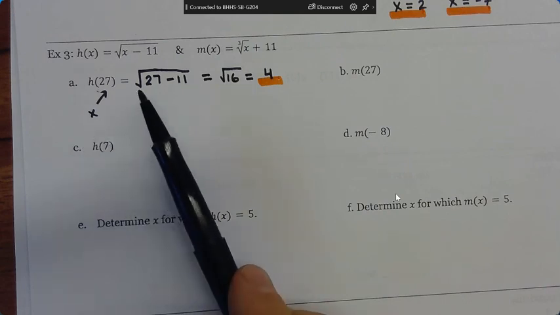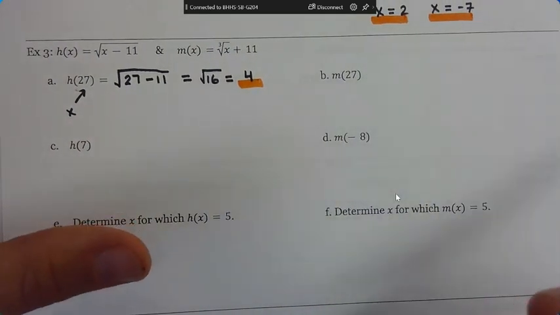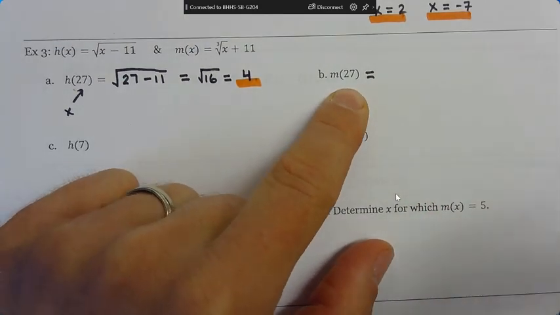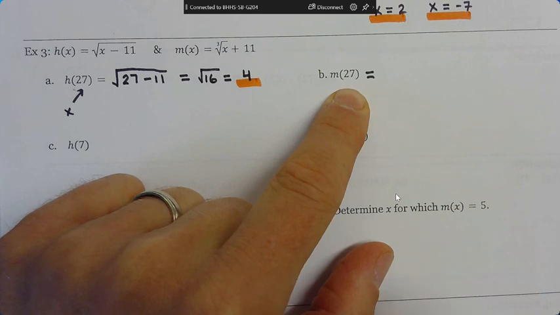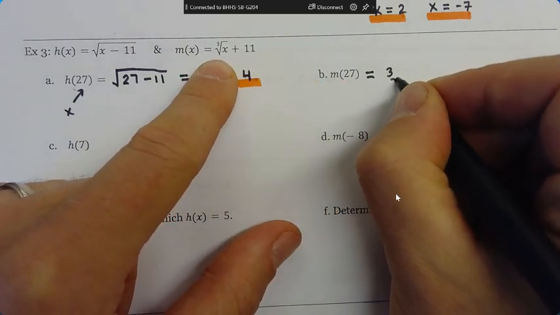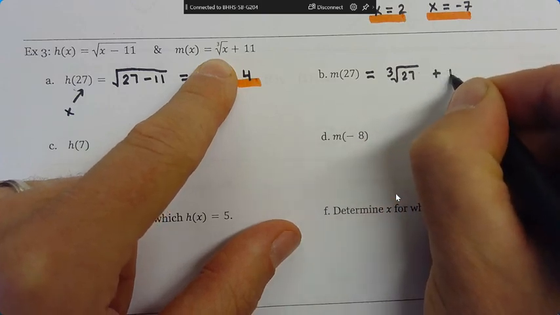Okay, I'm going to move along to B. B says m of 27. Preston, I'm coming to you. What is this asking us to do? So we're going to go cube root of 27 plus 11.